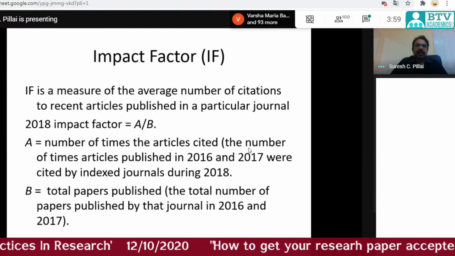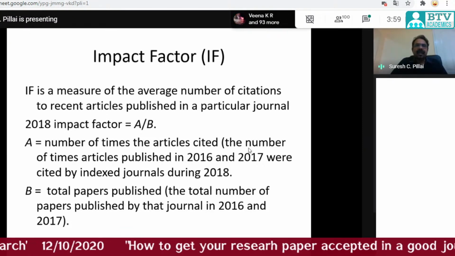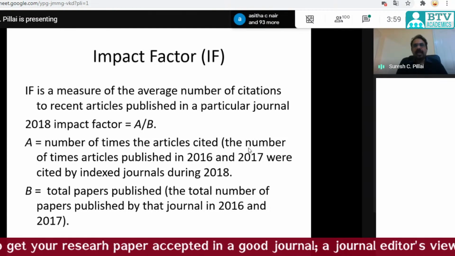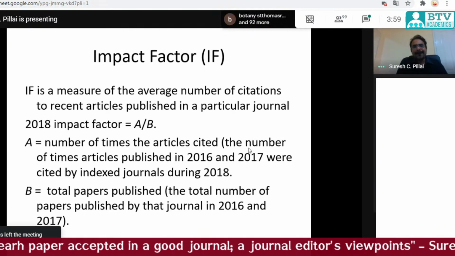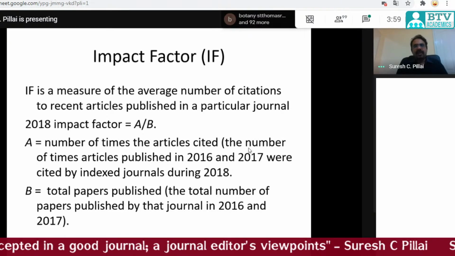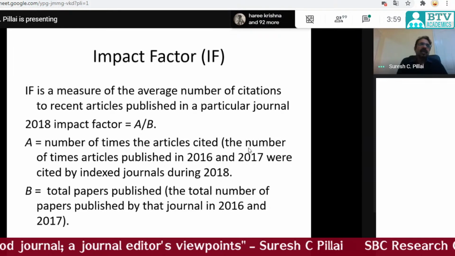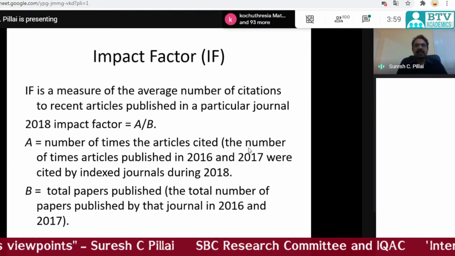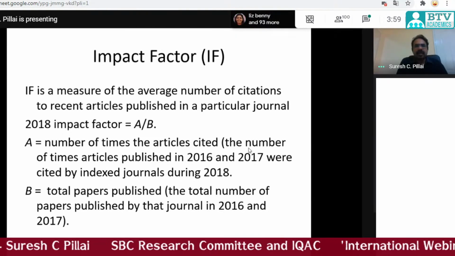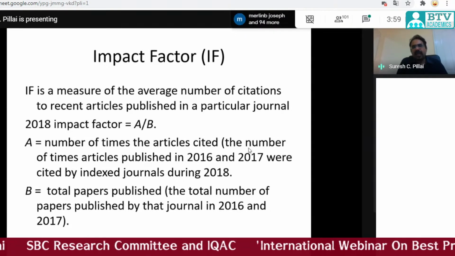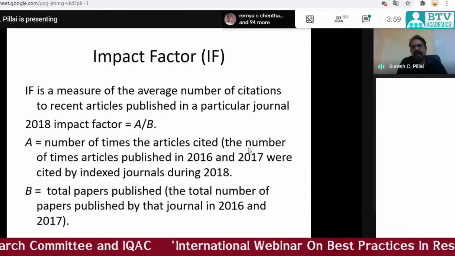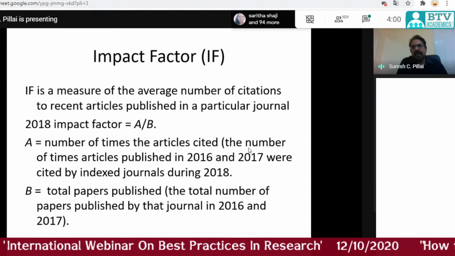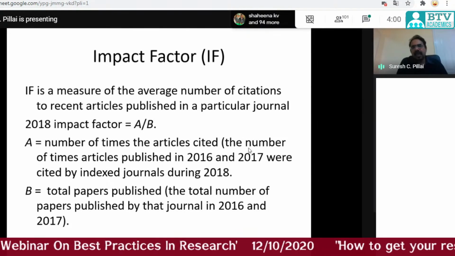What is the impact factor of a journal? It's a measure of the average number of citations to the recent articles published in a particular journal. For example, if you're looking at the 2018 impact factor, it's A over B. A is the number of times the articles were cited, divided by the total number of papers published. The 2018 impact factor means the number of citations received in 2016 and 2017, cited by indexed journals during 2018, and B, the total number of papers published in 2016 and 2017. So the impact factor of 2018 is the total number of citations it got divided by the total papers published.